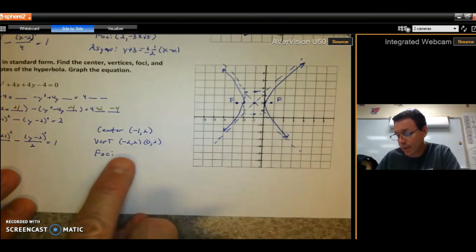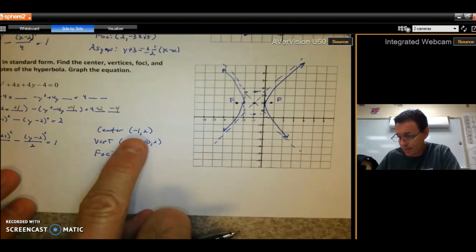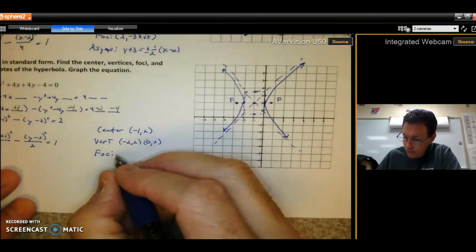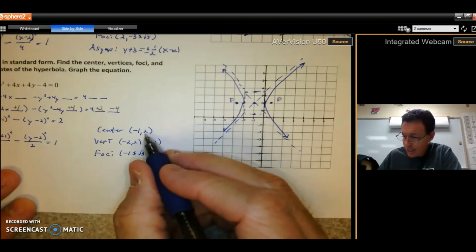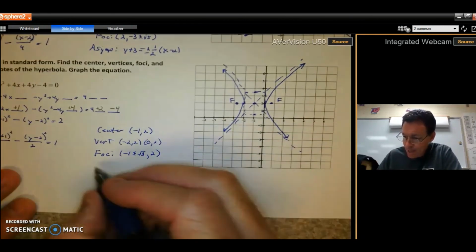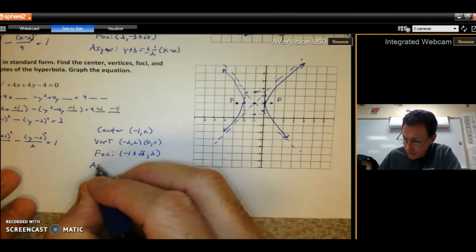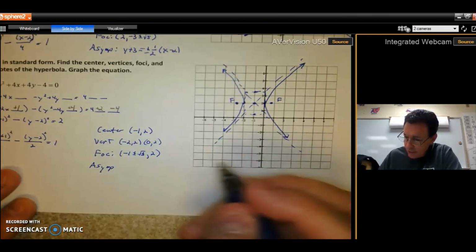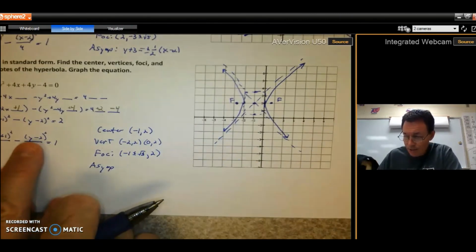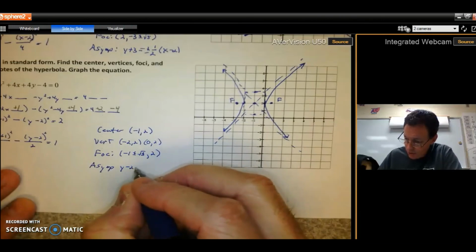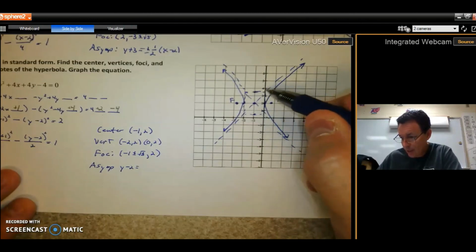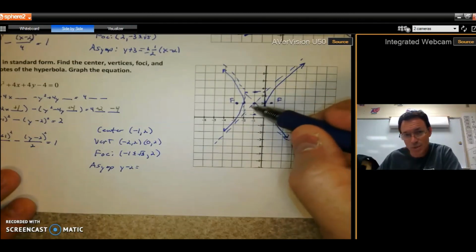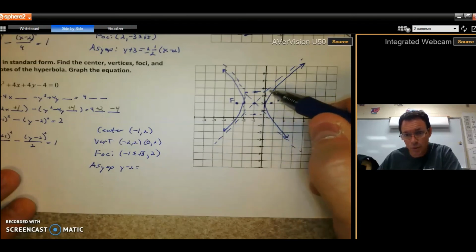But the important part is how I write it here. So I went to my center, and I added or subtracted radical 3 to the x value. So it's -1 plus or minus radical 3, comma, and I did not change the y value, so 2. And then I've got my asymptotes that I'm supposed to write. So again, it's y, so you've got to do your y first. So y minus 2, and then what's my slope? I went up radical 2, and I went over 1. That's what that movement is. Up radical 2 over 1. And that's how I'm going to write it.